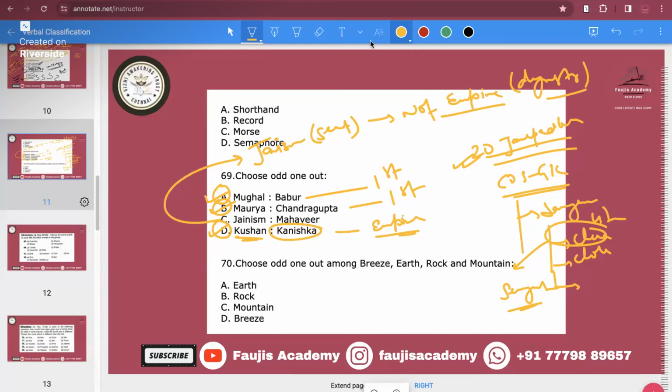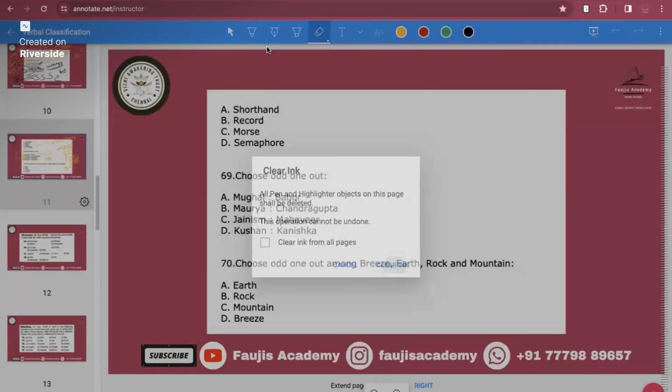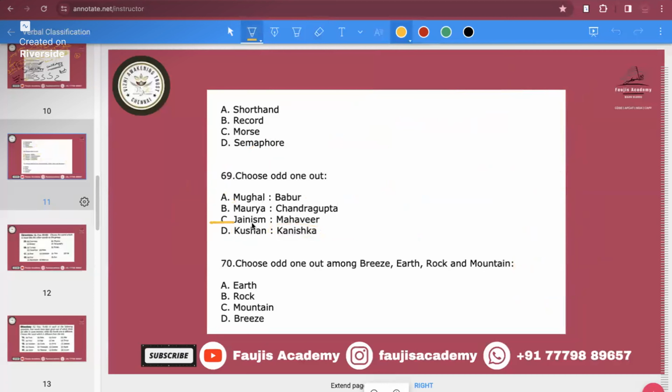So we'll go ahead with which option, guys? Just imagine if I replace Jainism with Lord Buddha. Jainism, except all are the dynasties. Yeah, except that, all are the dynasty. So we'll go ahead with option C. Yes, thank you so much for the help, buddy.